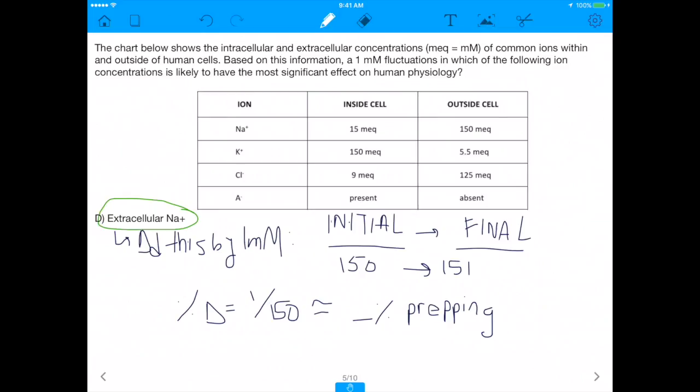The extracellular sodium concentration is again 150. So, if we start with 150, which is our initial, and we change it by 1 millimolar, we'd be at 151. So the percent change here too is 1 over 150, and that's around 0.66%. And again, I told you, it's really not that big of a deal because the sodium potassium pump is always pumping sodium to the outside. So changing it by 1 millimolar is really not even that big of a deal.